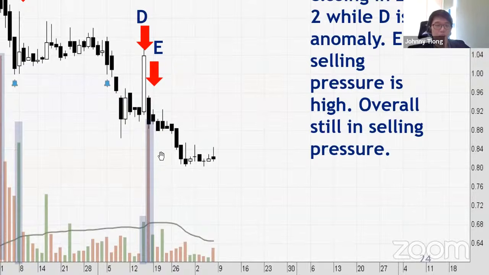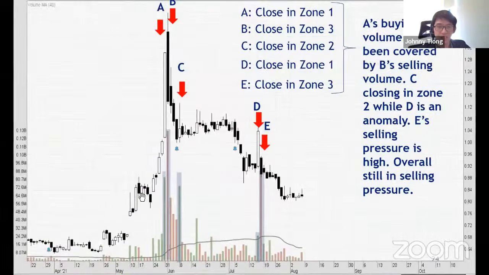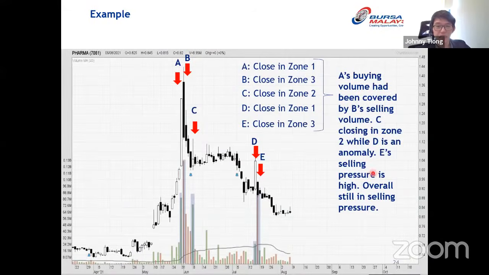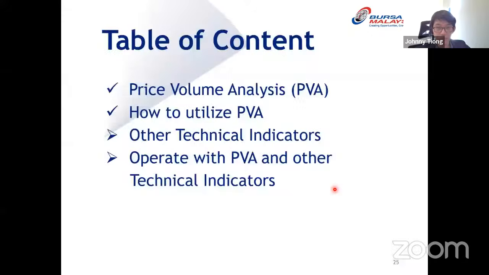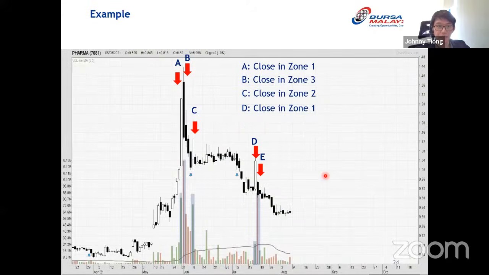By right, if you want to push the stock price, I would prefer huge volume to push the price up, not a little effort. We need more effort, we need more volume. So E's selling pressure is high. We see the volume is so high, and then it's a bearish candle. So overall, Pharma is still under selling pressure. So yeah, this is the example I give.